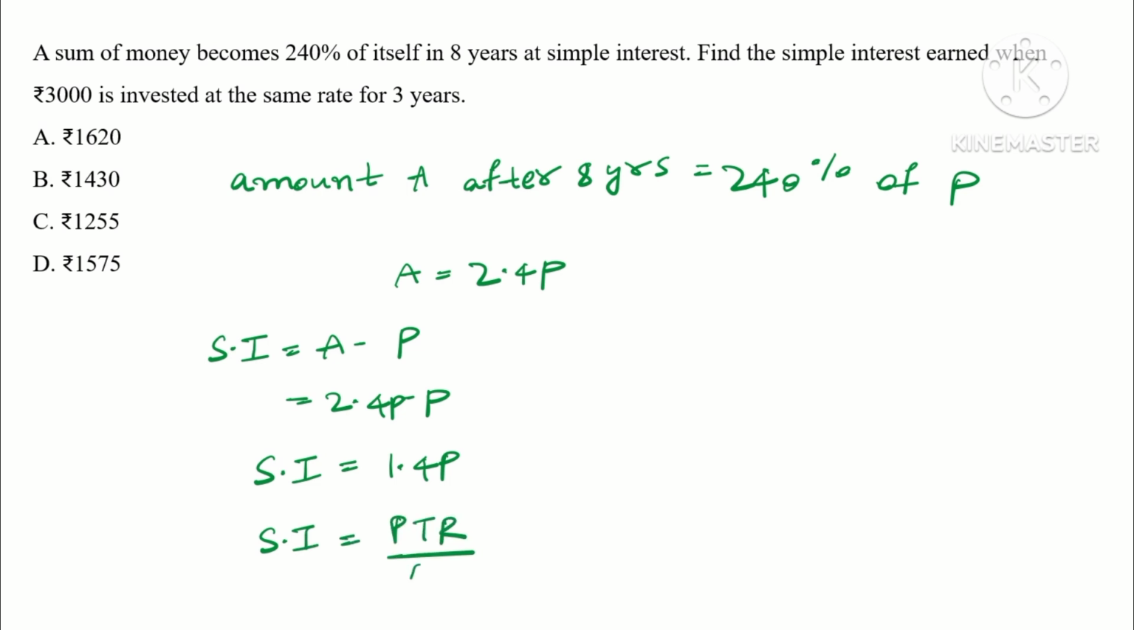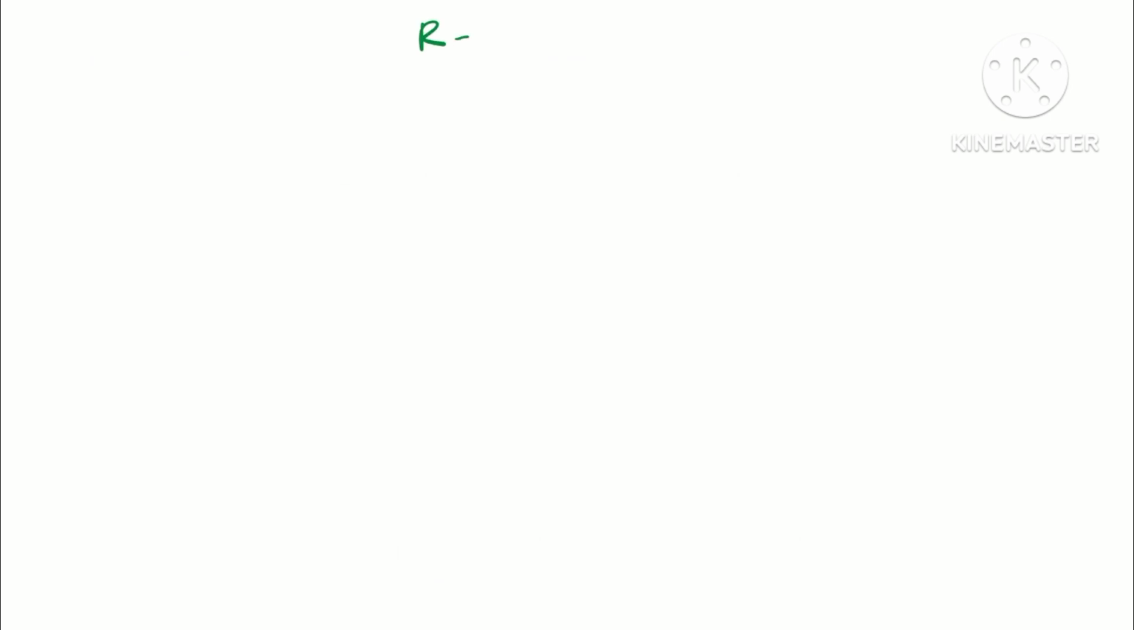We know simple interest formula PTR by 100. Simple interest is 1.4 P equals to P into T is 8 years and R we don't know by 100. Here P gets cancelled. We get R equals to 140 by 8, 17.5%.